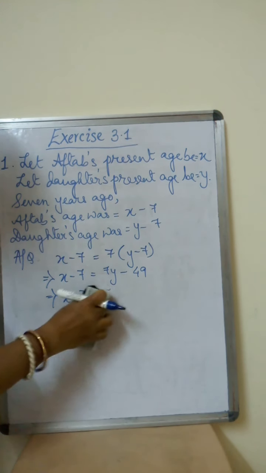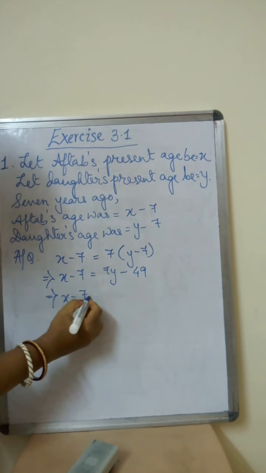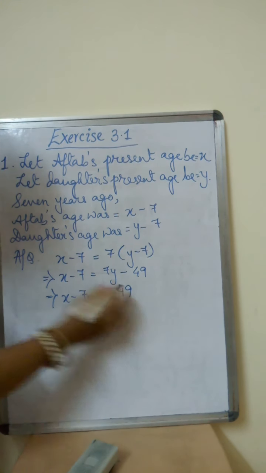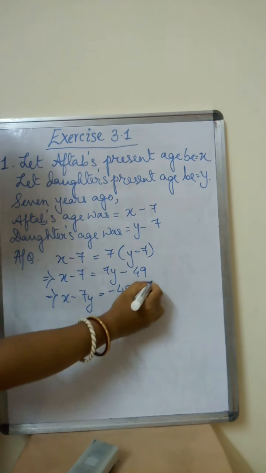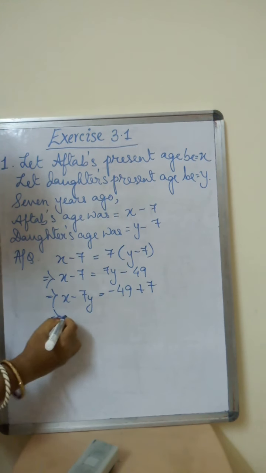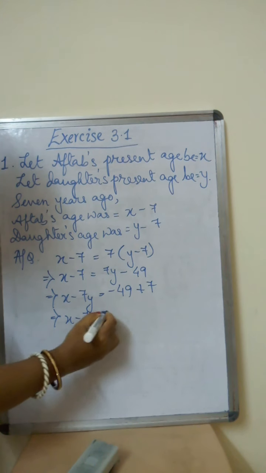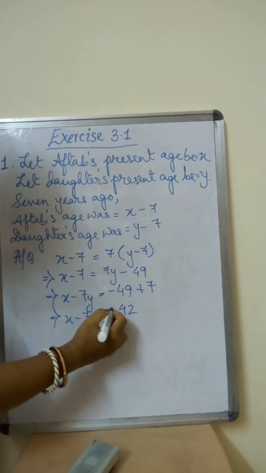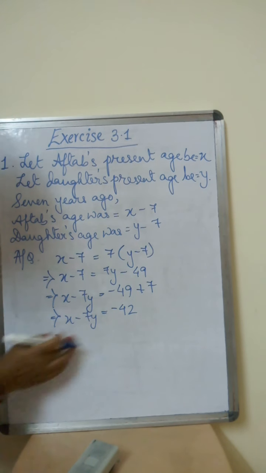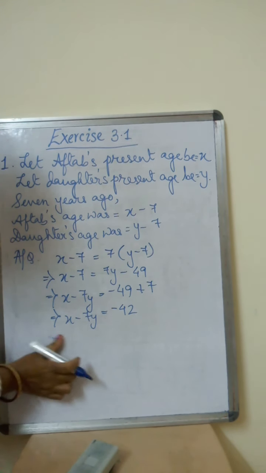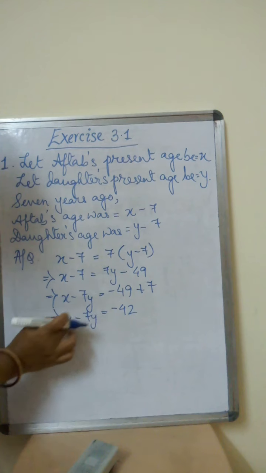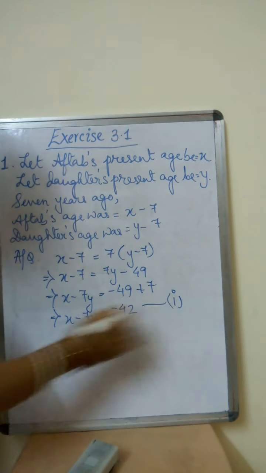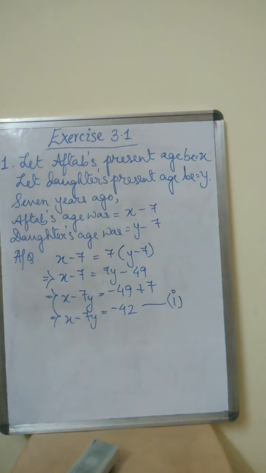We bring the variable 7Y to one side. Plus 7Y becomes minus 7Y, and minus 49 becomes plus 49. So X minus 7Y is equal to 49 minus 7, which is 42, and the minus comes here. So the equation that we got is X minus 7Y is equal to minus 42. This is our equation 1. So the first part we have solved.